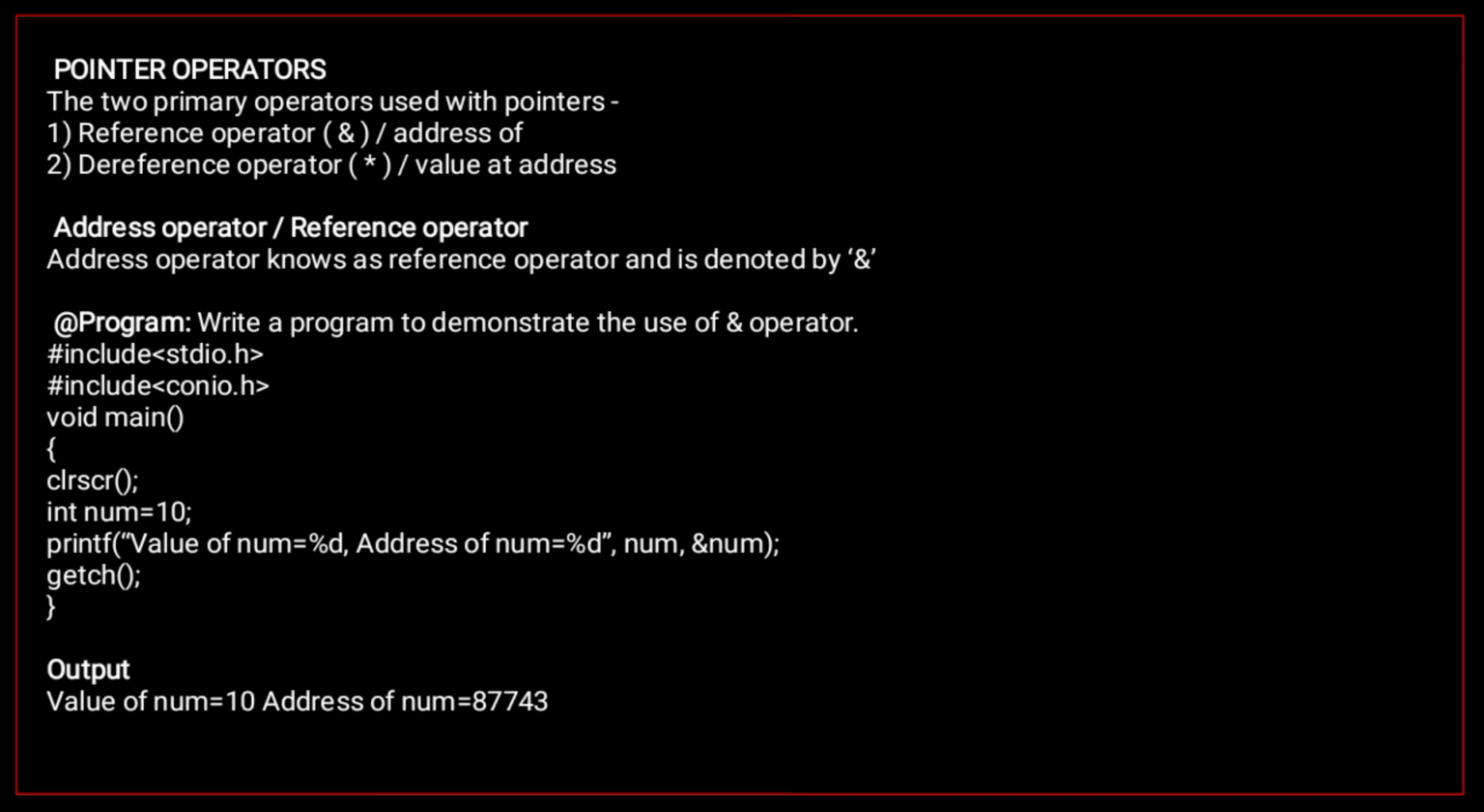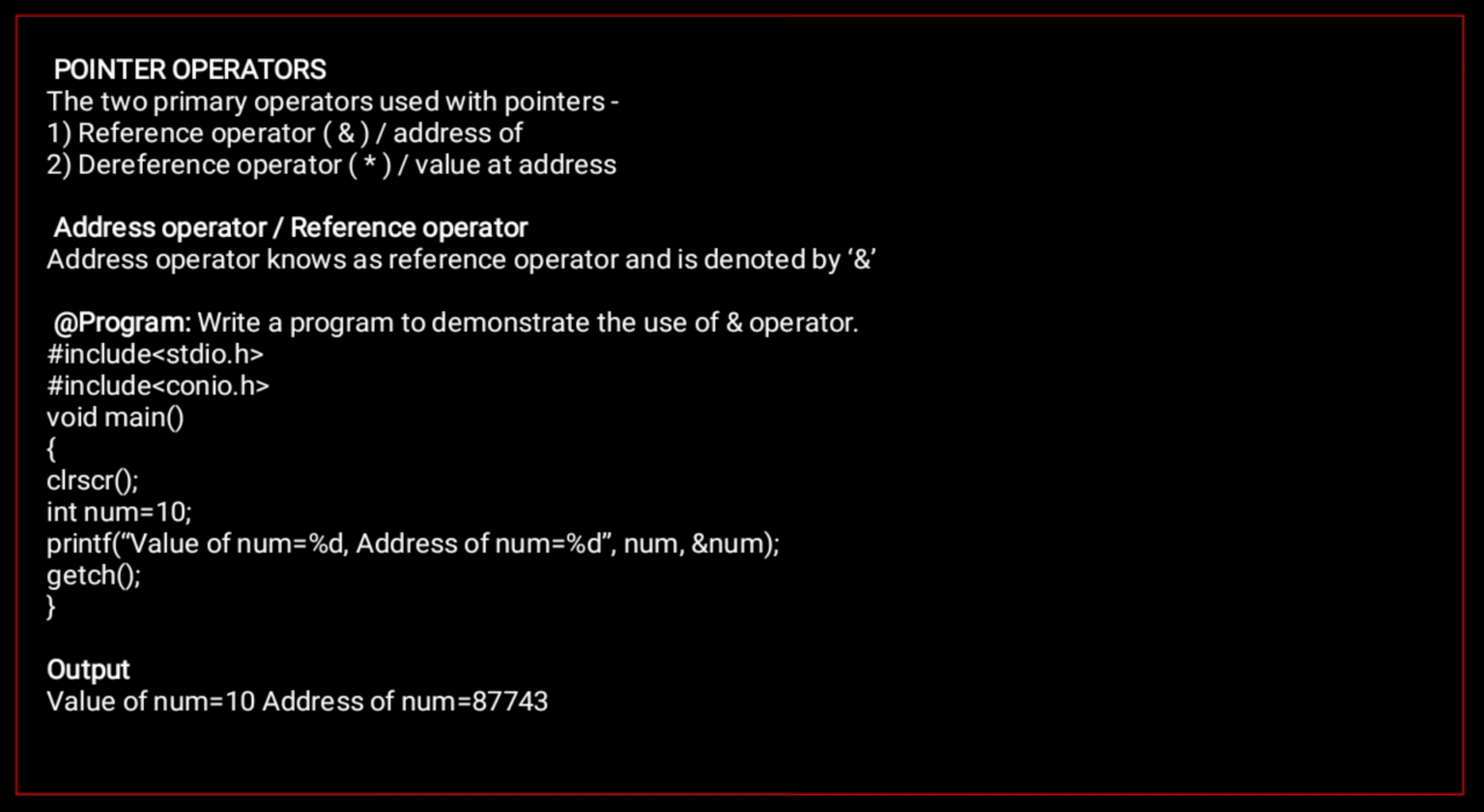Now first is the address operator, that is called the reference operator. The address operator is known as the reference operator, and it is denoted by the ampersand symbol. This operator returns the address of a variable when placed before it. This operator can be read as address of. So ampersand means address of. So here we discuss one example, the use of the ampersand operator.